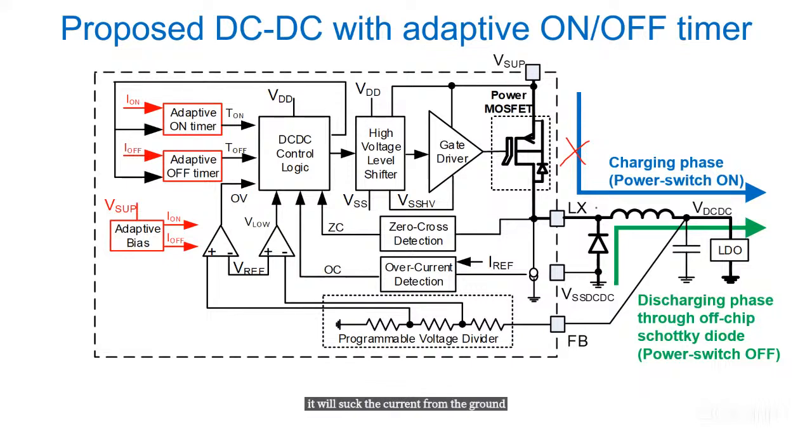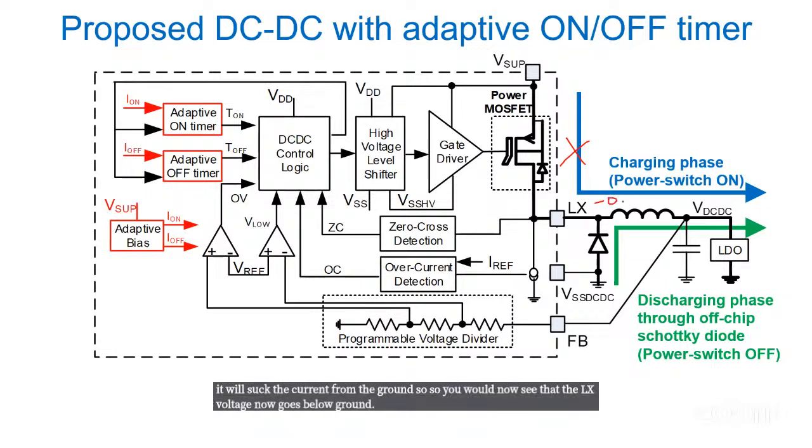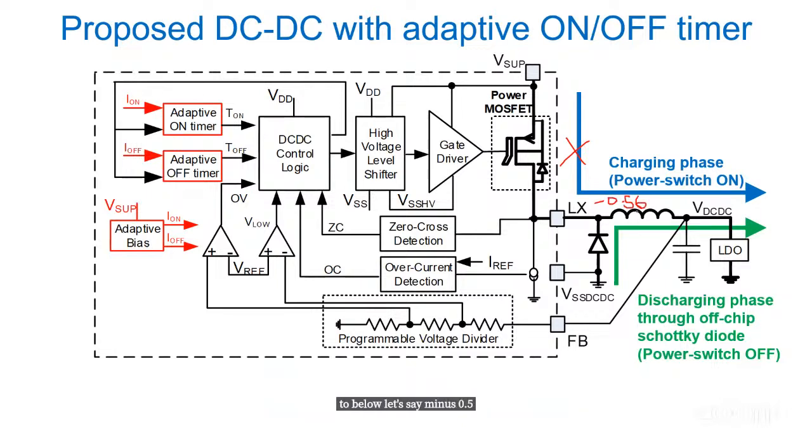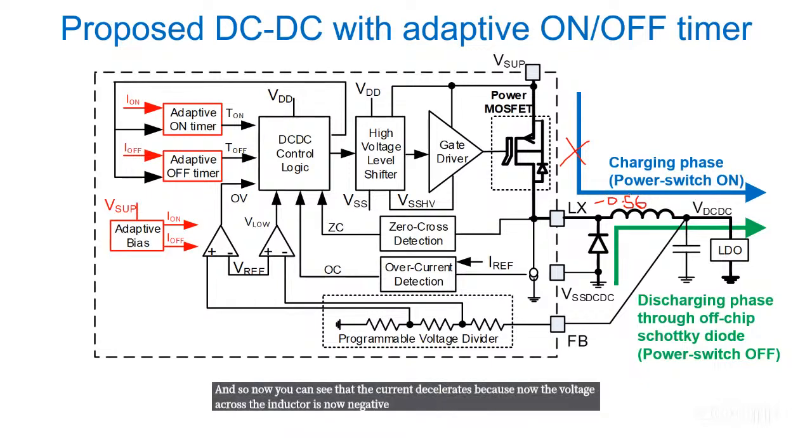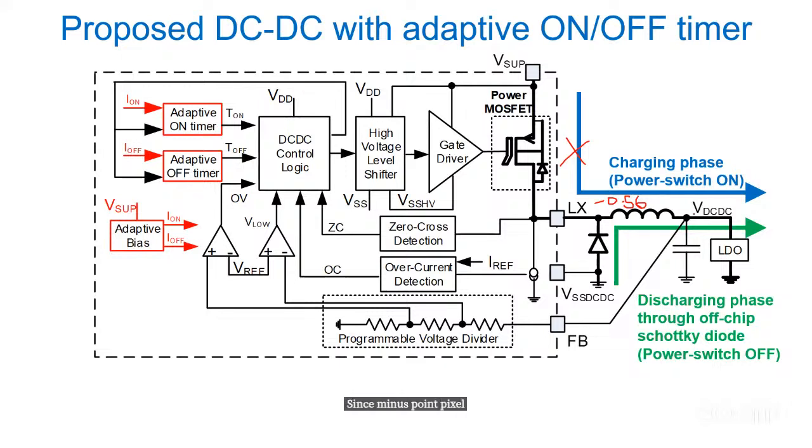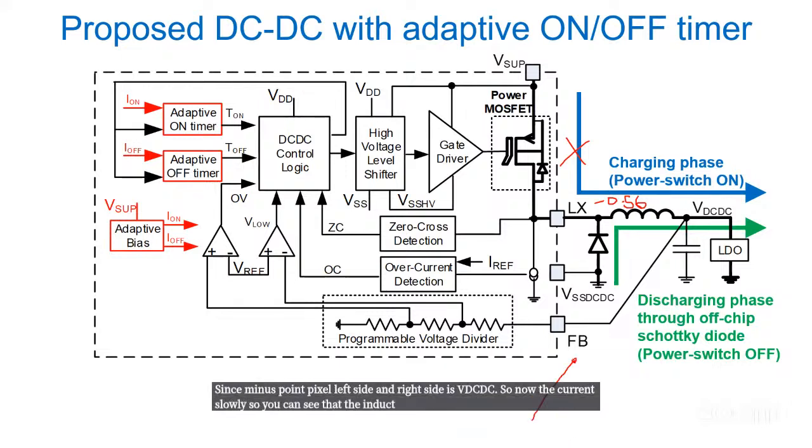So you would now see that the LX voltage goes below ground, let's say, to minus 0.5 or 0.6 volts. And so now you can see that the current decelerates, because the voltage across the inductor is now negative: minus 0.6 on the left side and VDCDC on the right side. So the inductor current, when it reaches peak and you shut off, now slowly starts ramping down.